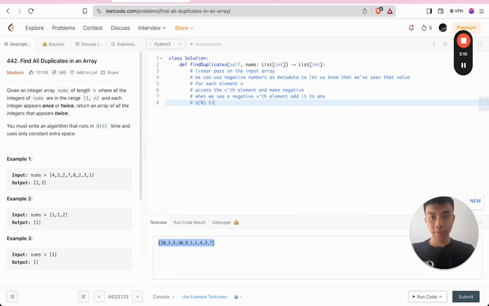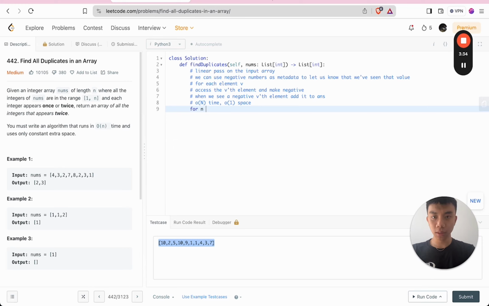So the runtime is O of n. We do only one linear pass, and the space complexity is O of 1. We don't use any extra memory to solve this. We are operating on the input array, and we're returning a result array, which doesn't count as extra space.